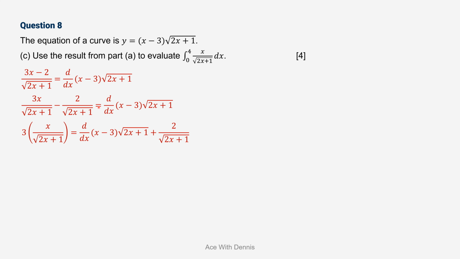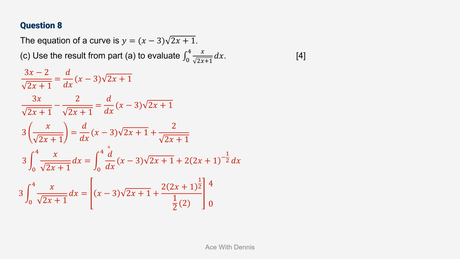Okay, so after that, we want to make x over the square root of 2x plus 1 the subject. So I have to move this fraction to the right hand side, where it becomes plus 2 over the square root of 2x plus 1. The rest I just copy down, and the 3 I will take out so that I can clearly see the part that I want to integrate. The next step, I can integrate both sides. So the left hand side is 3 times the integral from 0 to 4 of x over the square root of 2x plus 1 dx. Then the right hand side is the integral from 0 to 4 of everything from the right hand side, with dx.